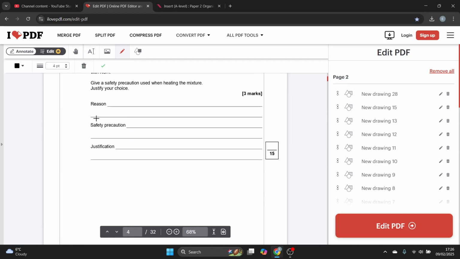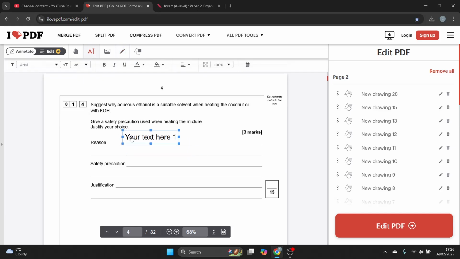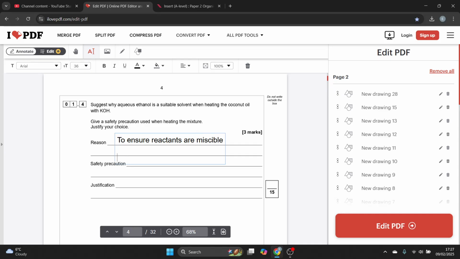Suggest why aqueous ethanol is a suitable solvent when heating the coconut oil with potassium hydroxide. To ensure reactants are miscible, meaning they're mixed together.